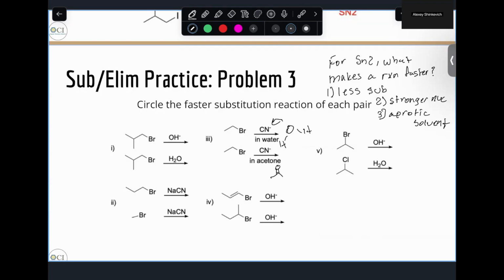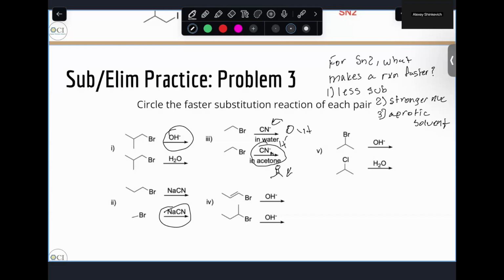So for one, which one is better, the top one or the bottom one? Top one? Why do you say that? Yeah, better nucleophile. For two, which one? Top one or the bottom one? Bottom one? Why? Yup. What about for three? Top one or the bottom one? That is the bottom one. That's because the polar aprotic solvent is not going to stabilize that charge on the nucleophile. And we want a strong nucleophile. What about for four? Top one or bottom one?